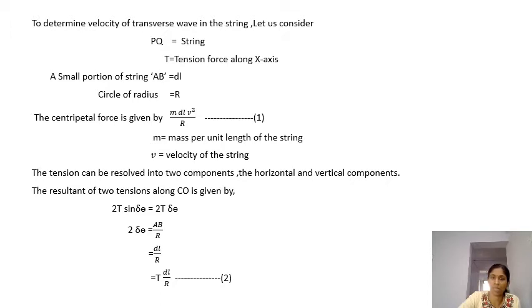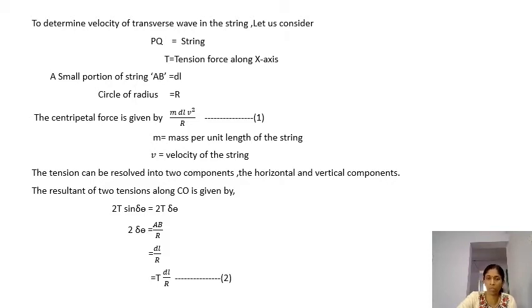That is a circle having the radius capital R. Towards O, a centripetal force is acting. That centripetal force is equal to mv square divided by R. Here small m is the mass per unit length of the string. So instead of m, you take m dl, v square divided by R. V is the velocity of the string. M is the mass per unit length of the string.